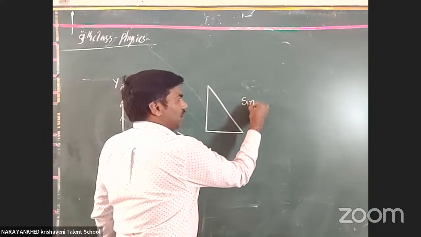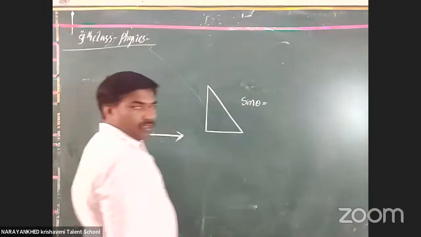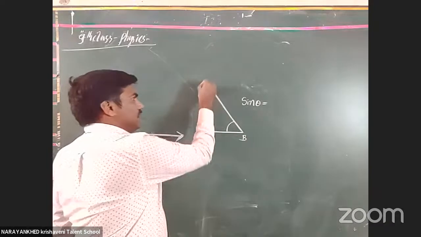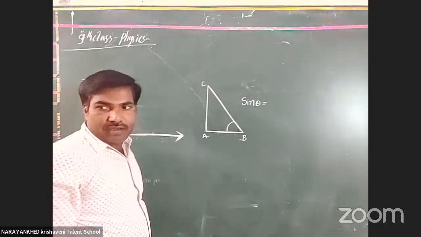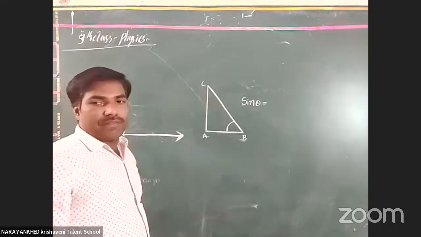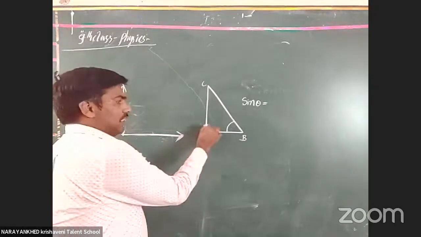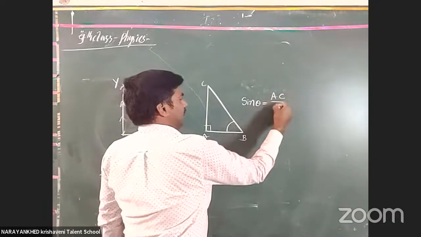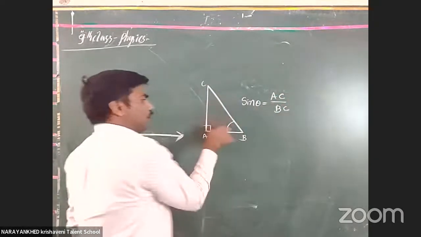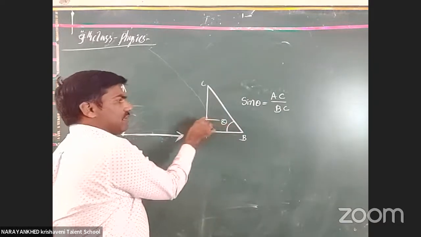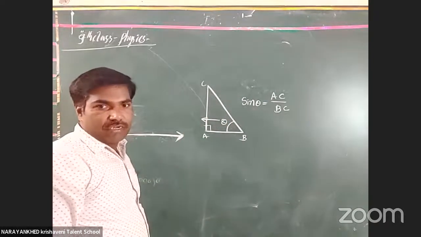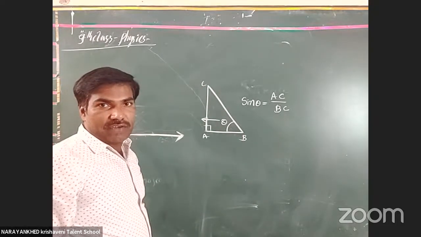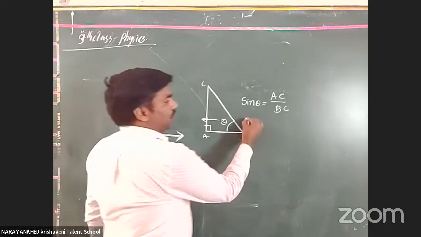The first one is sin theta. Suppose theta is the angle made with AB and BC. Clear or not, all the students? It is a right-angled triangle. Sin theta is defined as AC by BC, opposite side by hypotenuse. For theta, AC is the opposite side. This is called sin theta.